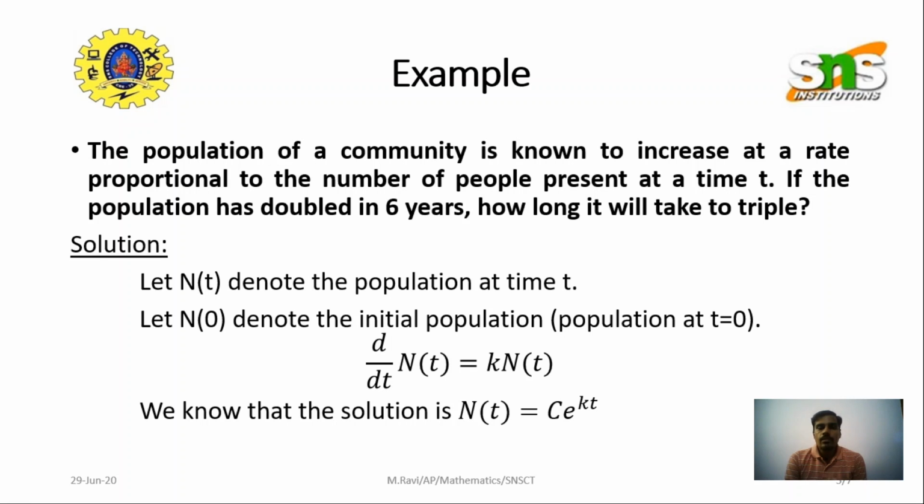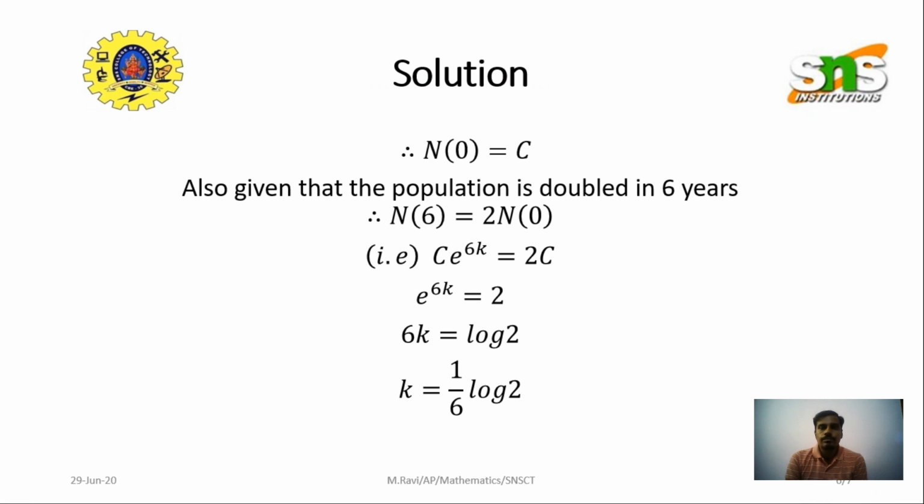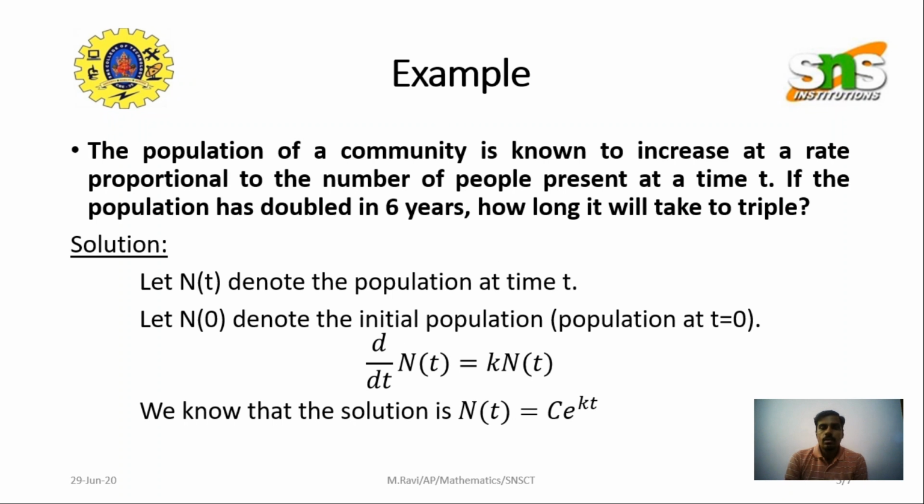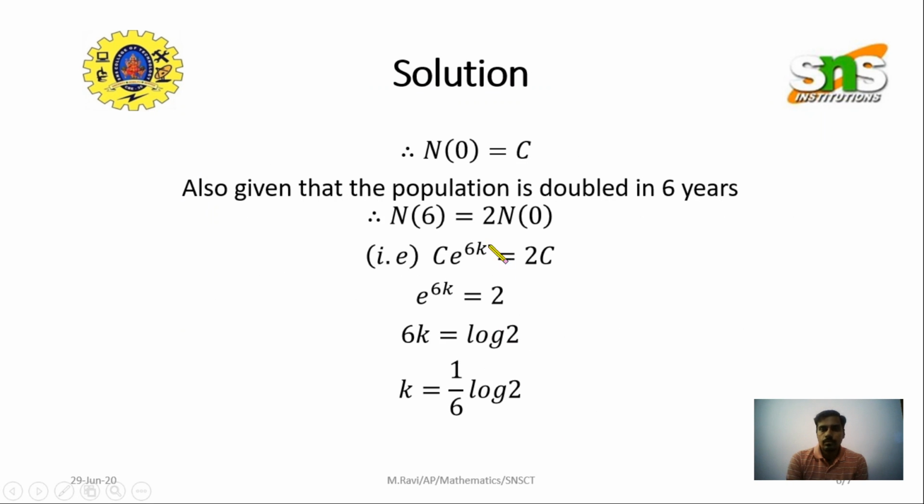Then dN/dt, the same problem, the solution we know. So how are we going to solve this problem? Let us substitute 0 in the solution for N of 0. You will get C e power 0. It becomes 1, C into 1. So N of 0 becomes C.